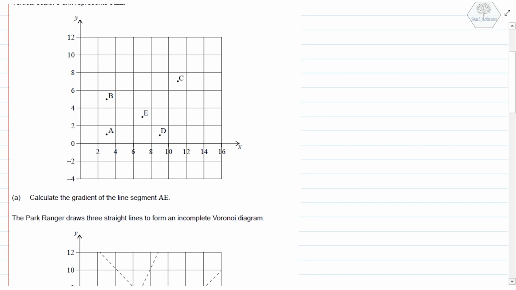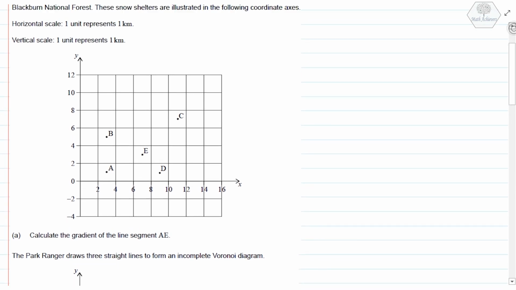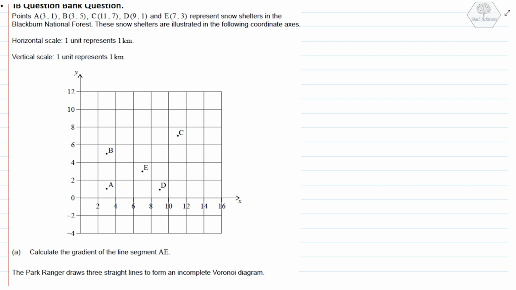For part A, we want to calculate the gradient of the line segment AE. A has the coordinates (3, 1), and E has the coordinates (7, 3). I need to calculate the gradient.